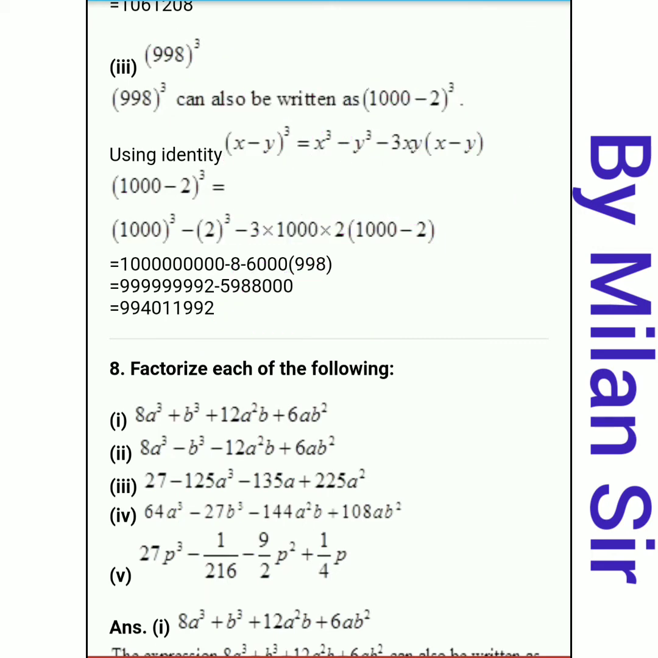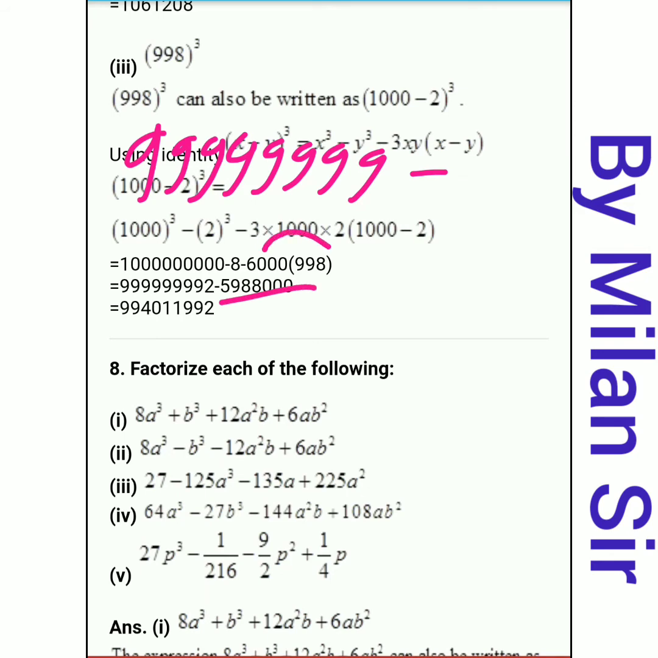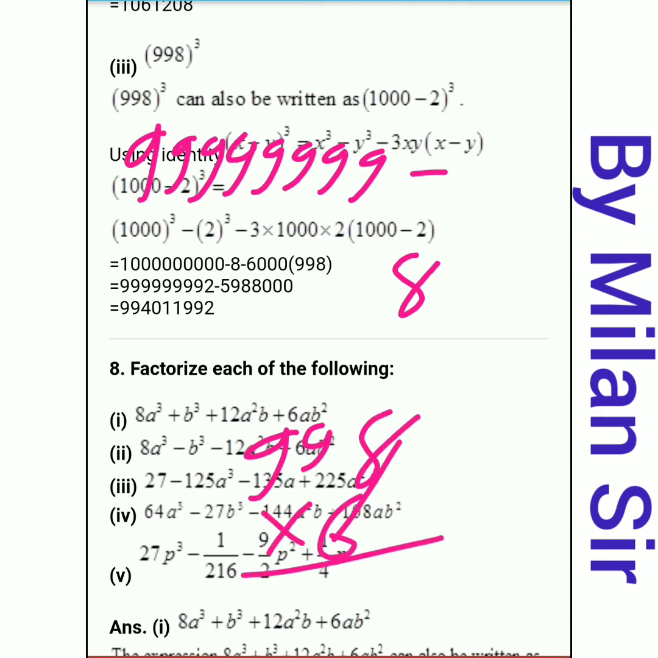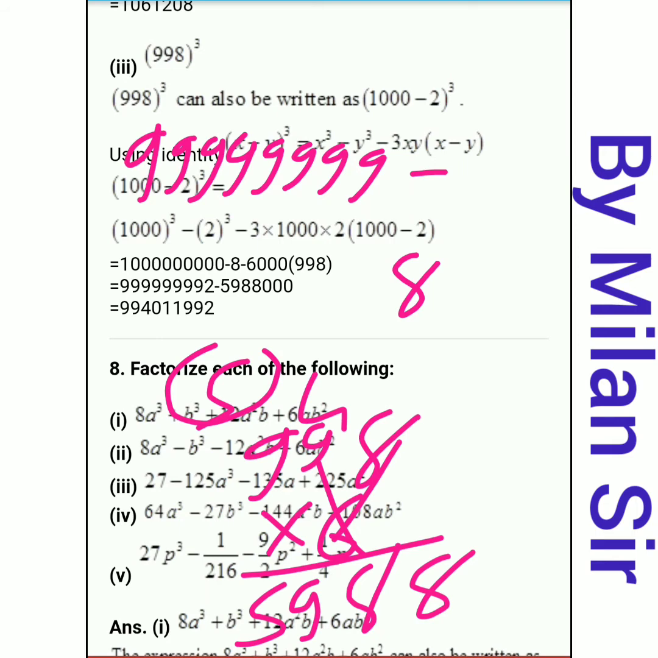Total 8 times 9, minus 998 into 6. Okay, 998 into 6. So 8 6s are 48, remainder 4. That means here we are doing the multiplication process. Okay, 998 into 6. 8 6s are 48, carry 4. 9 6s are 54 plus 4 is 58. Then 9 6s are 54 plus 5 is 59. Okay, so 5988.